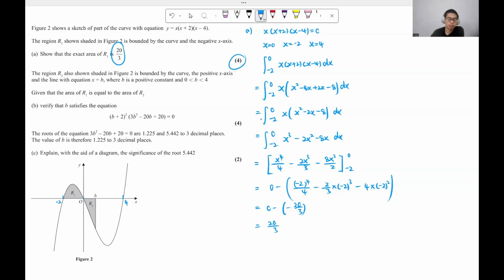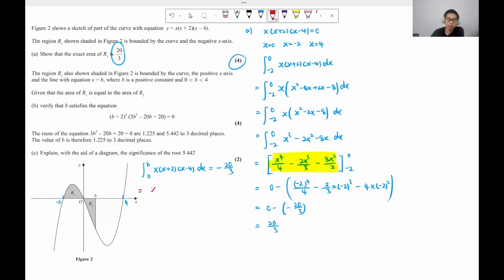If the area of R1 is equal to the area of R2, then they have to be the same. Clearly R2 is below the x-axis. So if we integrate between b and 0 for the same equation, x times (x plus 2) times (x minus 4), then the value we get at the end should be negative 20/3, because this part is below the x-axis. We already know the integral, so we don't need to do the whole process again. We can just use the result from before.